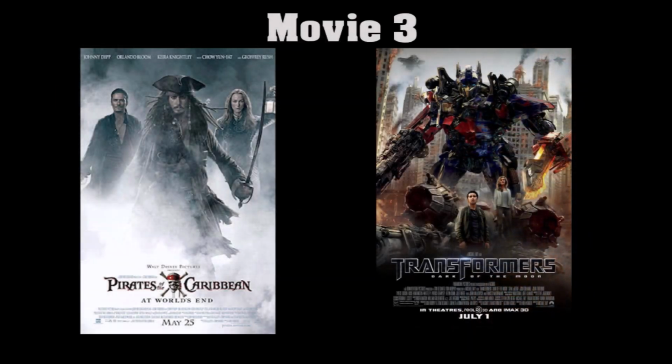Now, with movie three is where the plot and structure similarities start to get really strong. See, with movie three of both franchises, Pirates of the Caribbean At World's End and Transformers Dark of the Moon, at this point in Hollywood, the trend wasn't to do a cinematic universe because those didn't exist yet. The trend was to do a trilogy, like Lord of the Rings. The Matrix tried to do that. A trilogy was the trend of things to do.